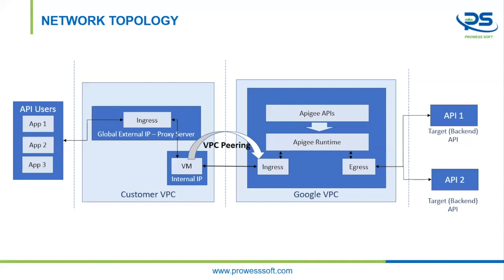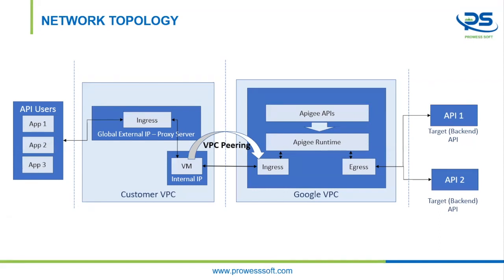Now you can also see Apigee APIs on top of the runtime. These APIs may be invoked through a Google Cloud command prompt if you have installed it on your machine and connected to this Google VPC, or you could invoke them through the Google Cloud UI as well.